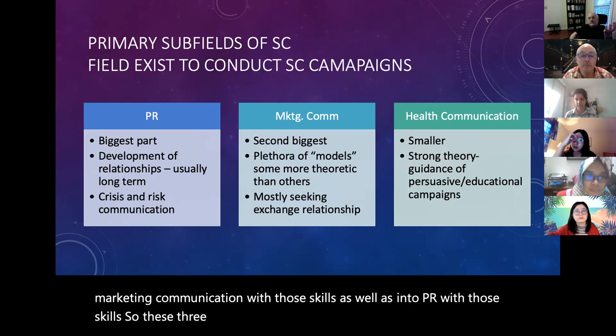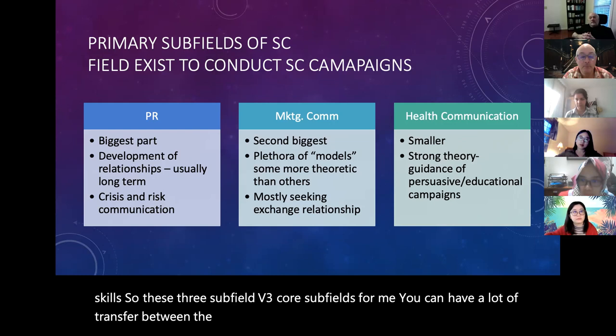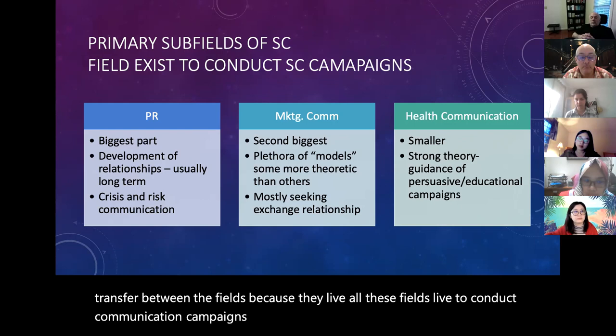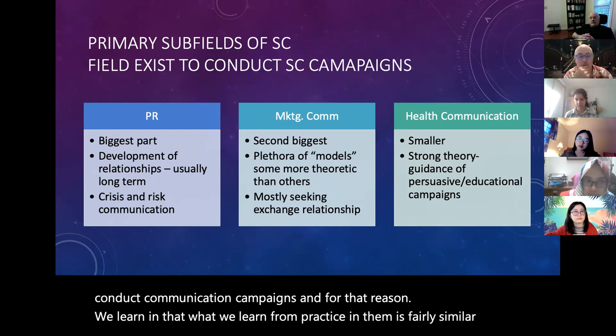So these three core subfields for me, you can have a lot of transfer between the fields because all these fields live to conduct communication campaigns. And for that reason, what we learn from practice in them is fairly similar and it can be transferred across fields.